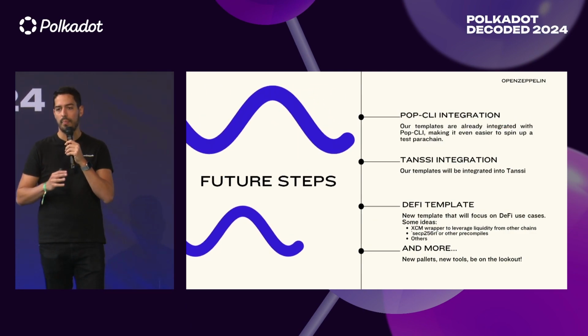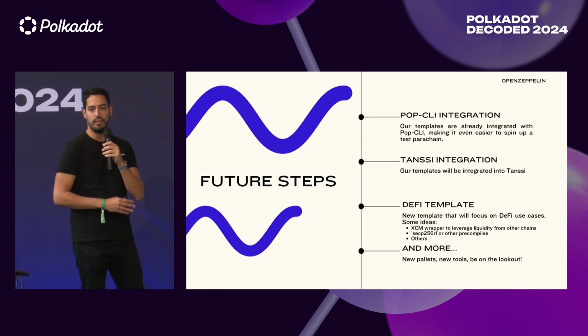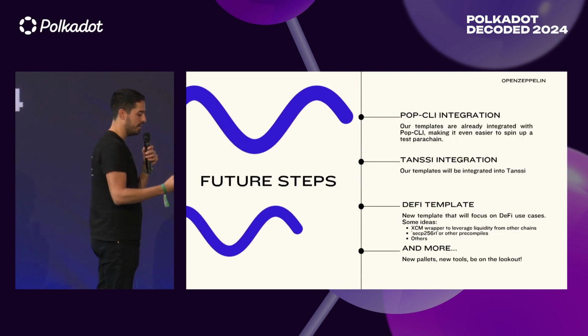So we're thinking of providing some abstraction on top of that, maybe, that allows you to tap into the liquidity of protocols that have larger DEX volumes. Another idea is bringing some precompiles for elliptic curves that are not easy to build in Solidity today, but could be part of your parachain precompile.